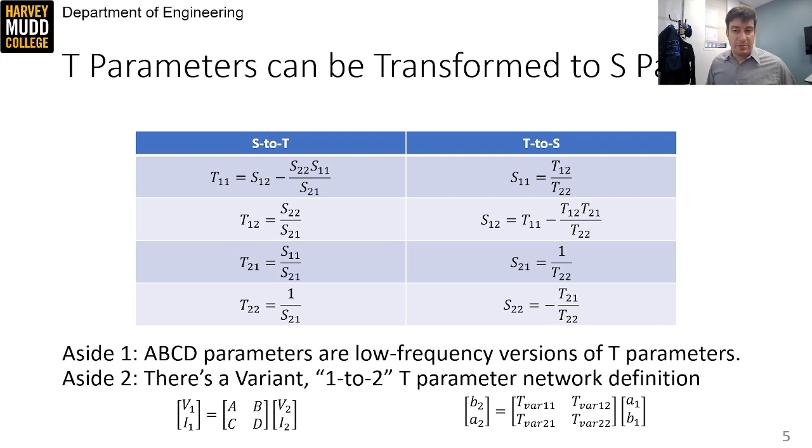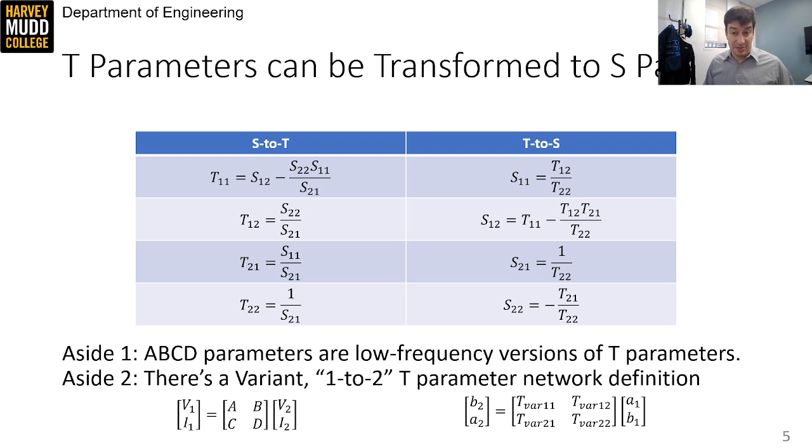Like all linear descriptions, there are transforms between T parameters and S parameters, and I've included those here. These could be used to turn our T cascade from the previous page into an S parameter description of the combined amplifier network. I've also got two quick asides to mention. The first is that there's a low frequency version of T parameters that plays well with our Z and Y parameters. These are called ABCD parameters, and their definition is given here.